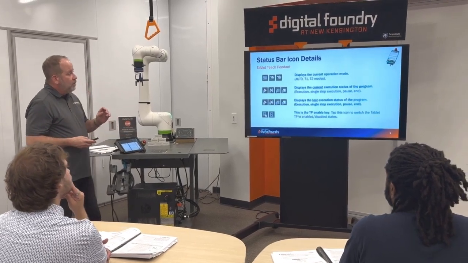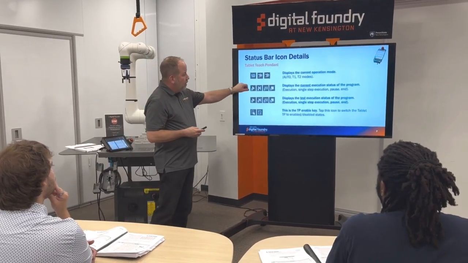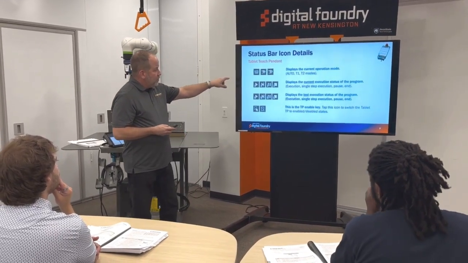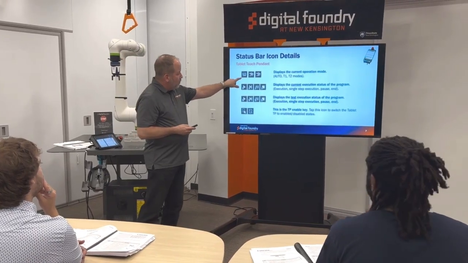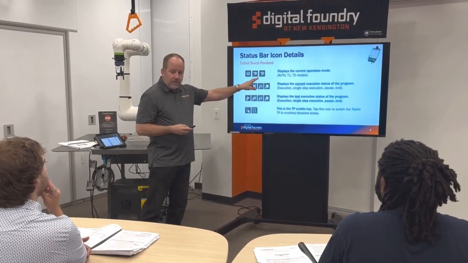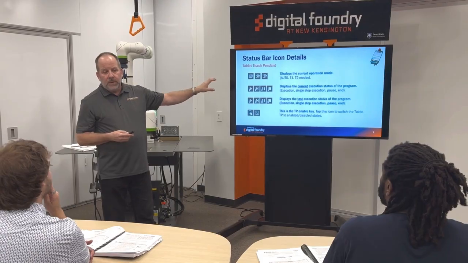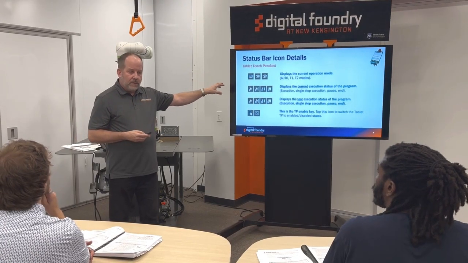So the teach pendant also has additional icons that you can see here. This explains the different operational modes. This is in auto mode. T1 means teach 1, T2 means teach 2. Those are two different modes, and we'll get into those in a little bit. Those are the modes typically where you can actually teach the robot what to do.